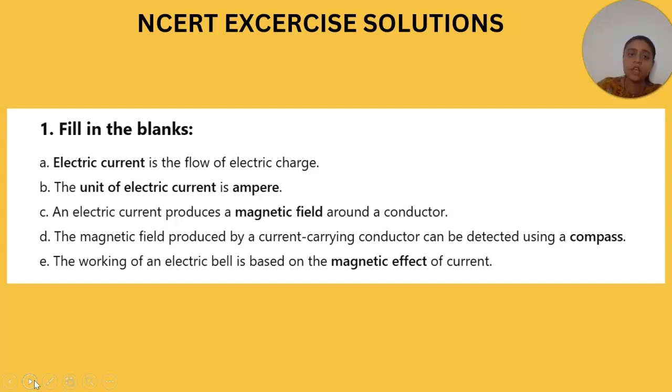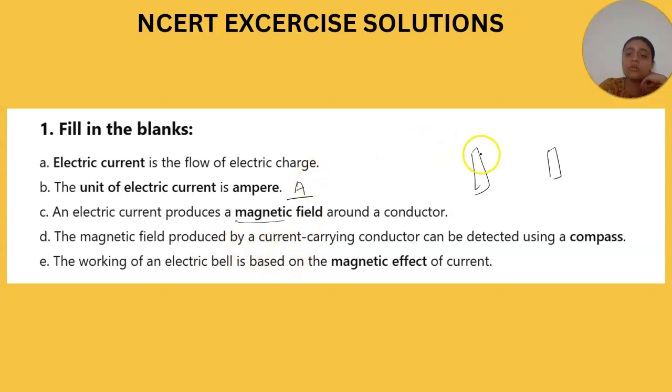Fill in the blanks. The answer is already written, and you can take help from these notes, right? Dash is the flow of electric charge. So it's electric current. The unit of electric current is ampere, A. And then electric current produces a magnetic field around a conductor. The magnetic field produced by a current-carrying conductor can be detected using a compass, because whenever you put the compass in front of the electromagnet, it always deflects from the north-south direction. So it shows that the electromagnet has a magnetic field around it.